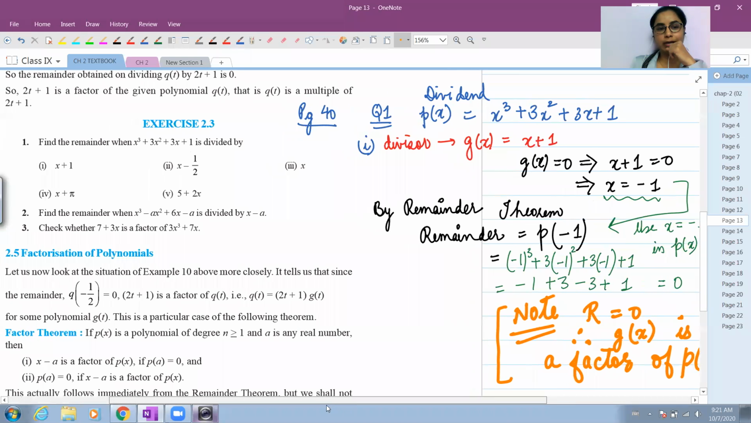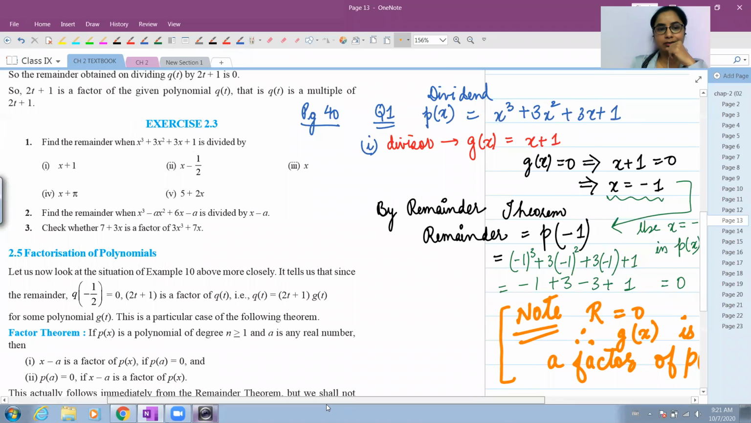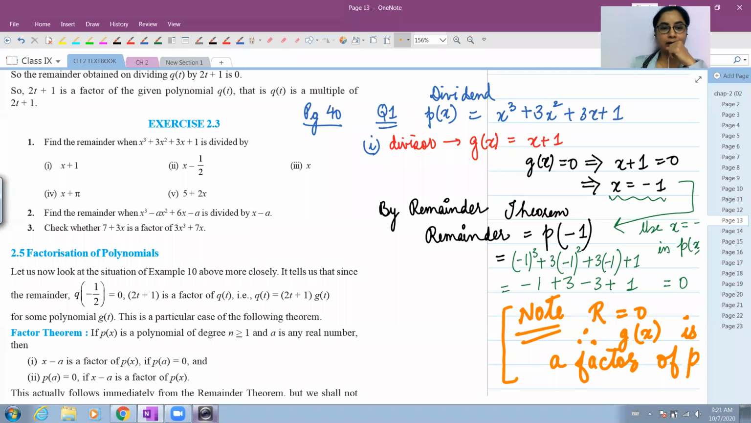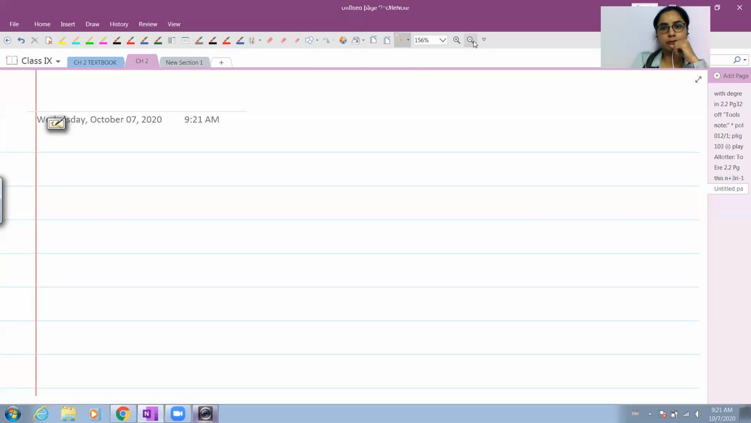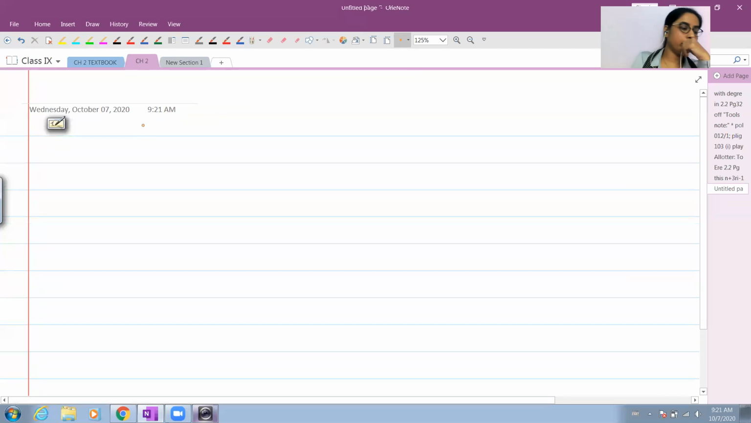This is something you will need to write down in third question. Check whether 7 plus 3x is a factor of 3x cubed plus 7x. Anyone with any queries with respect to the application of remainder theorem? I hope it's clear. Okay, let's just quickly do these side by side over here. You can do it on your own from your book and I'll be doing it here and then you can match your answers with me.